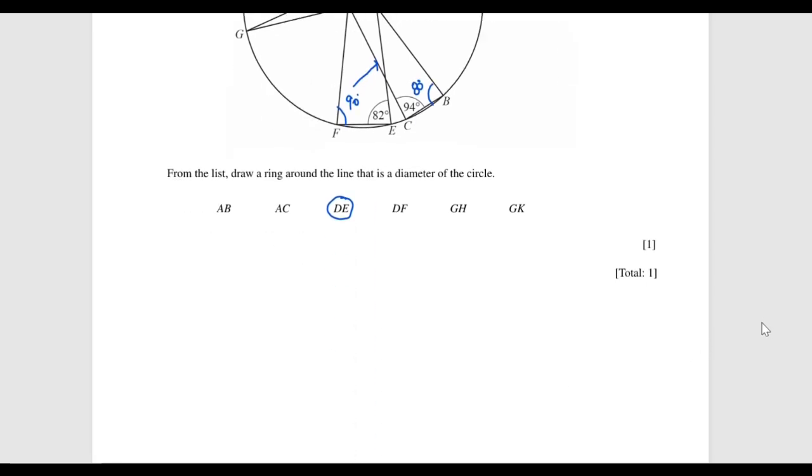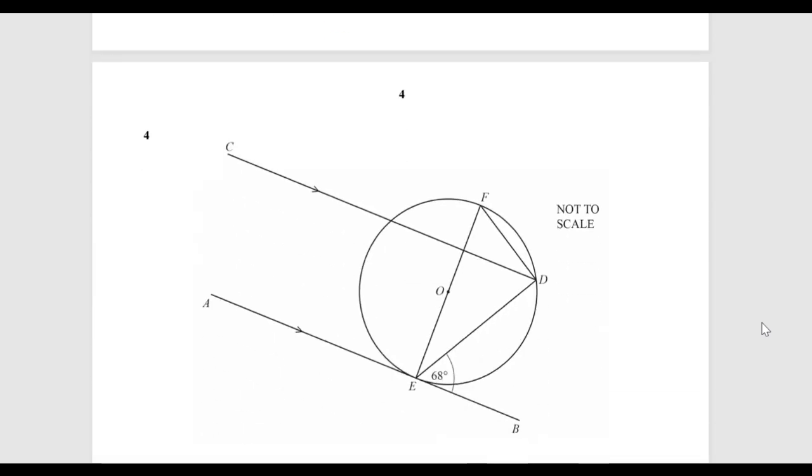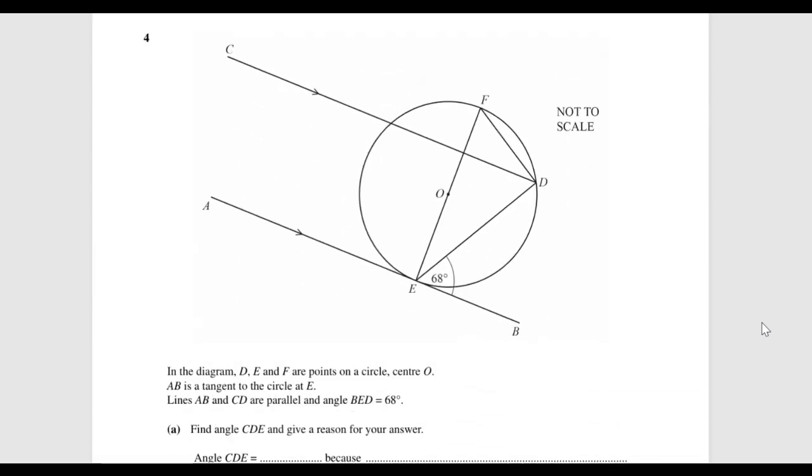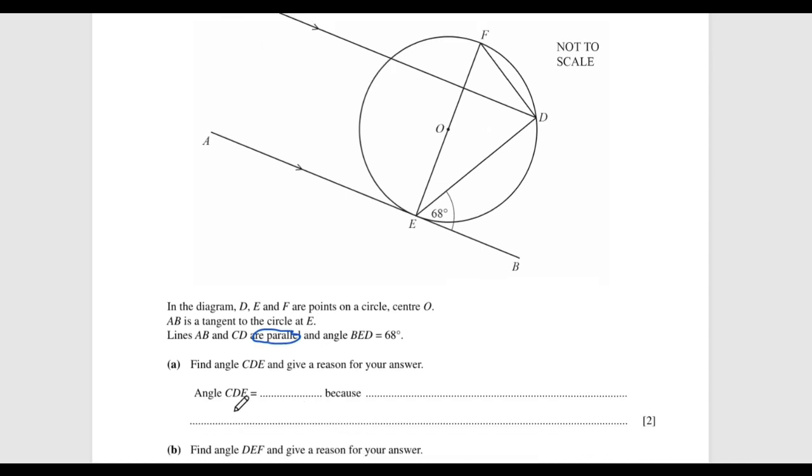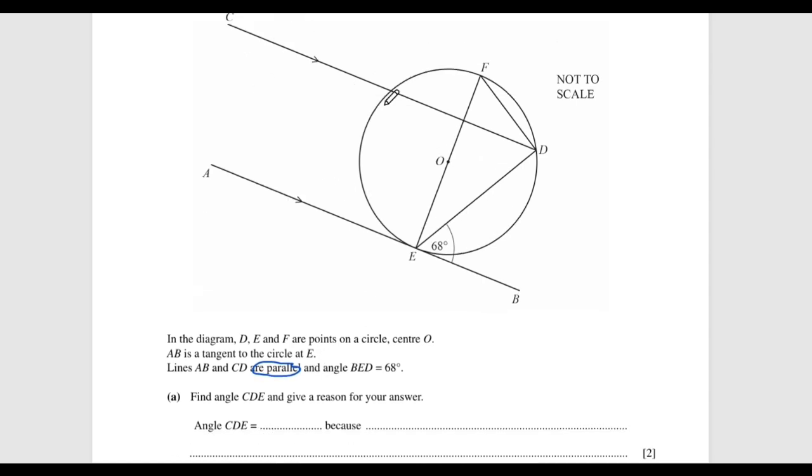Coming to the next question. In this question we have AB as a tangent, and the lines AB and CD are parallel to each other. So these two lines are parallel to each other, and AB is the tangent of the circle, and BED is 68 degrees. Now the question is asking us to get the angle CDE, and we have to give the reason as well.